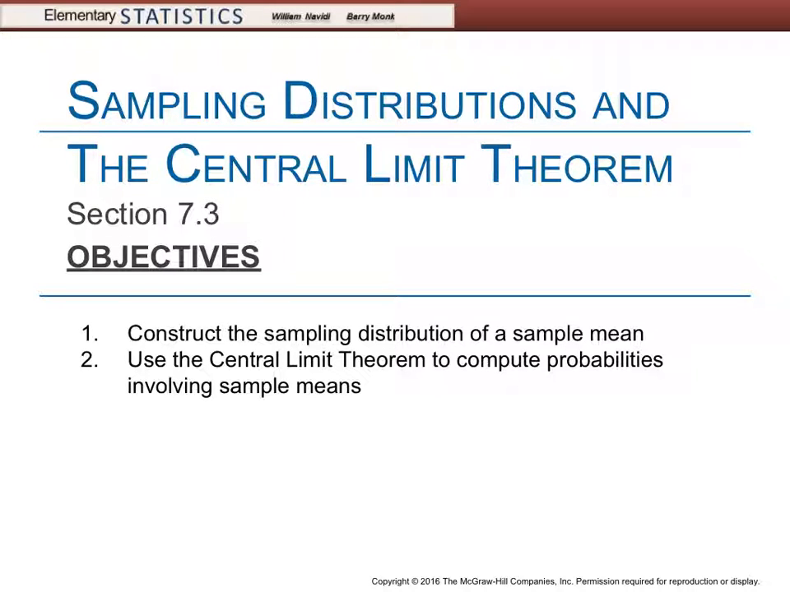So we're now looking at chapter 7.3. We're going to start talking about sampling distributions and the central limit theorem. In this particular chapter, we're moving directly from probability to statistics again. And so this is our transition.